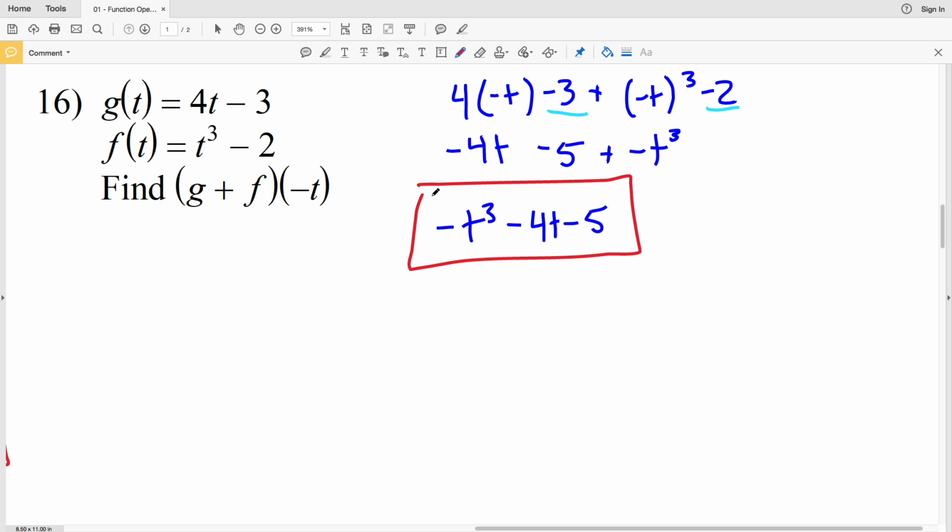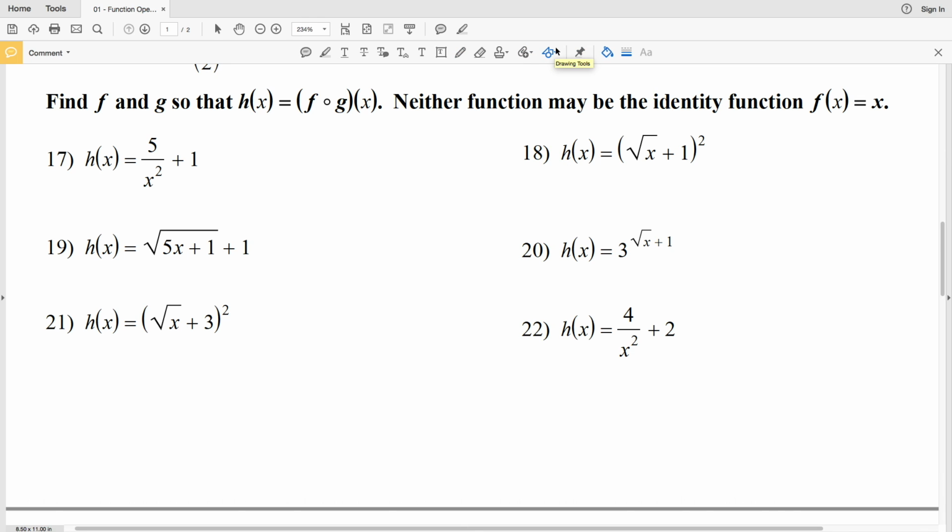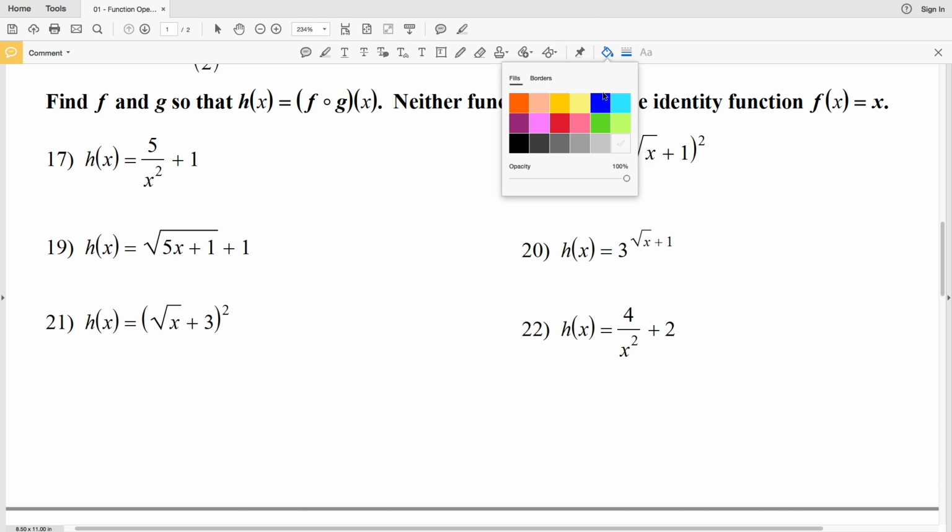Now on to our next section. For the next section, it says find f and g so that h of x, that's what we're given, is equal to f of g of x.